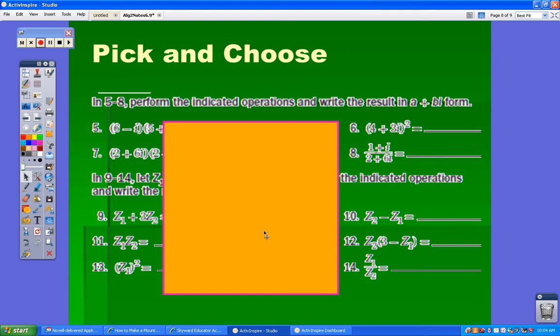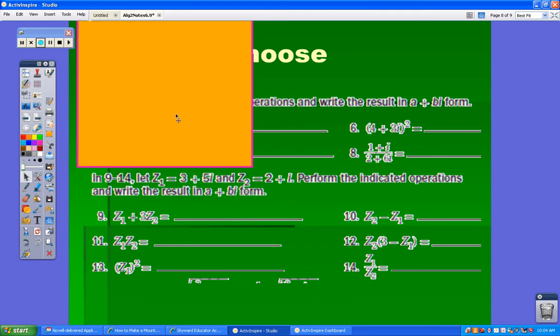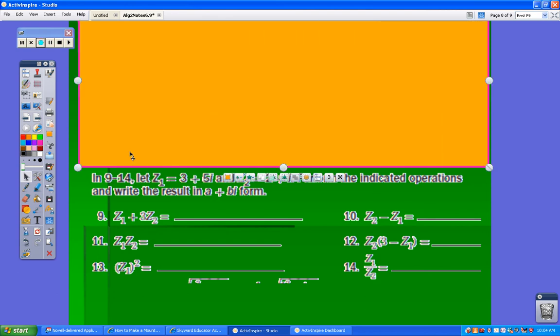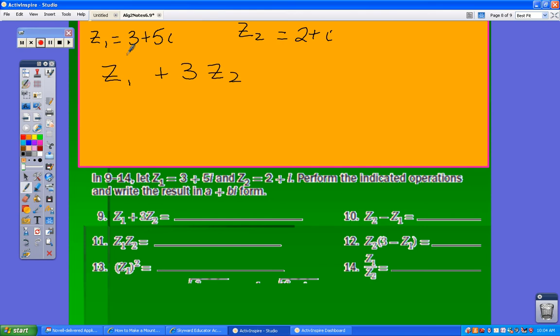This is the electricity application I was telling you about. And like I said, I don't really understand the electricity application, but this is what it looks like mathematically. Basically, there's these Z things, and I don't know exactly what the Z things mean, but I do know they have imaginary complex numbers. They have imaginary parts and real parts. So here it says that Z1 equals 3 plus 5i, Z2 equals 2 plus i, and you do various things with these. So they want Z1 plus 3 Z2. This is just substitution, guys.